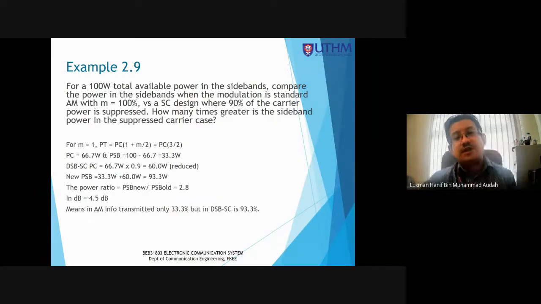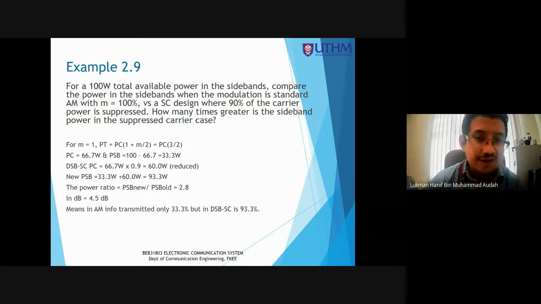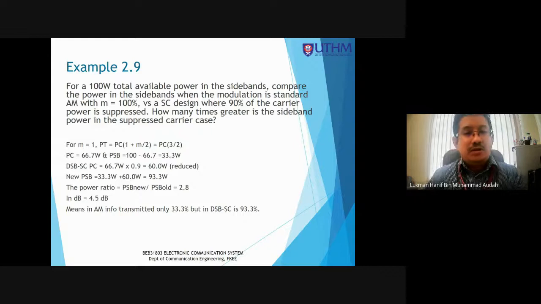And then what? Ini contoh, contoh berkenaan dengan double sideband suppressed carrier. So kita akan lihat di sini. Okay, if you have question you can ask me. Okay, I will explain slowly. Saya akan terangkan satu persatu.